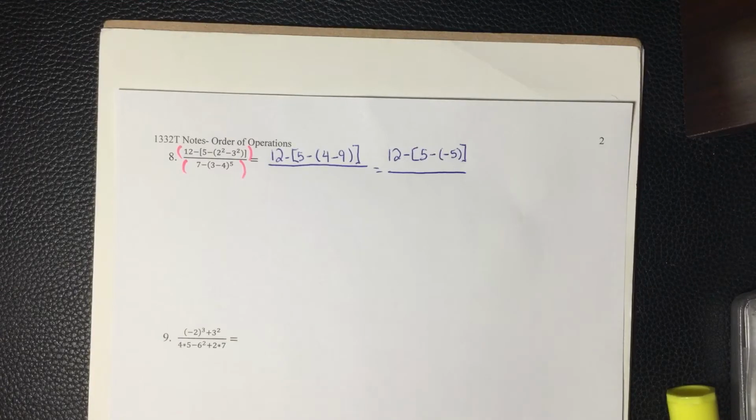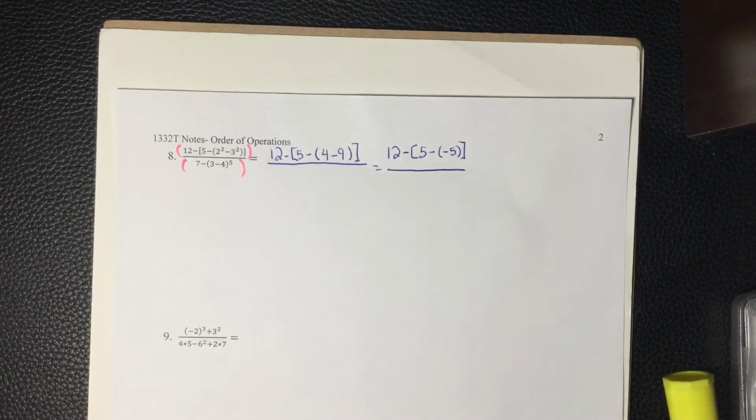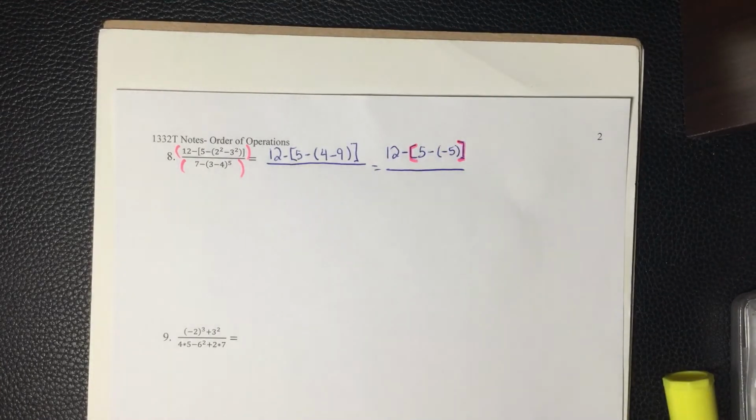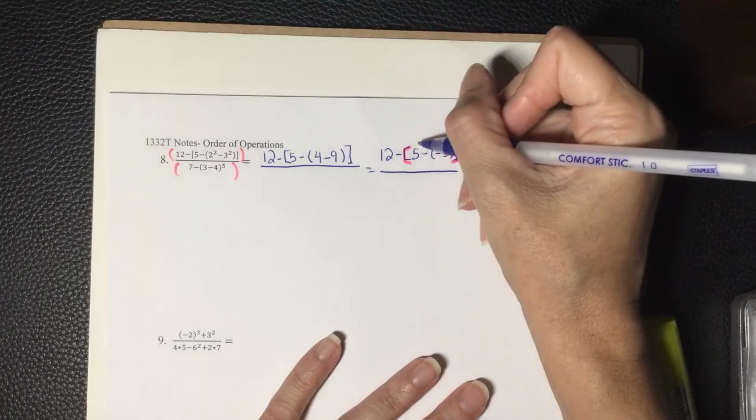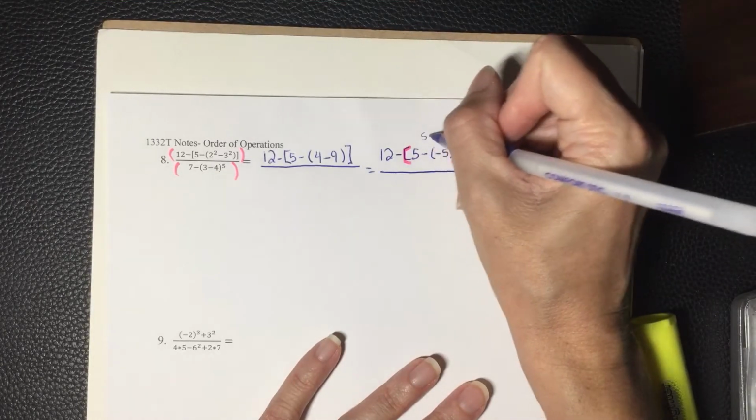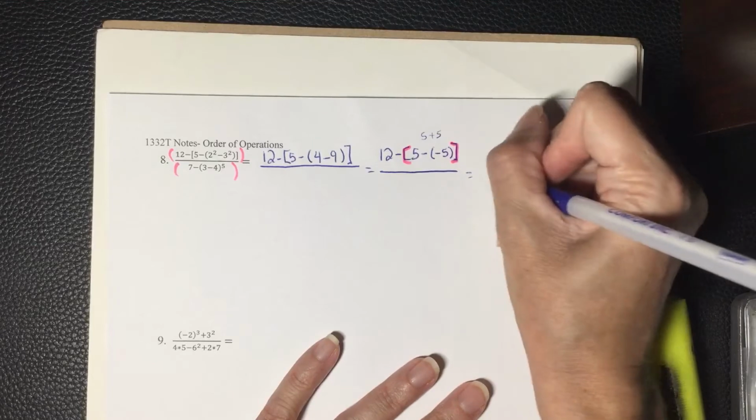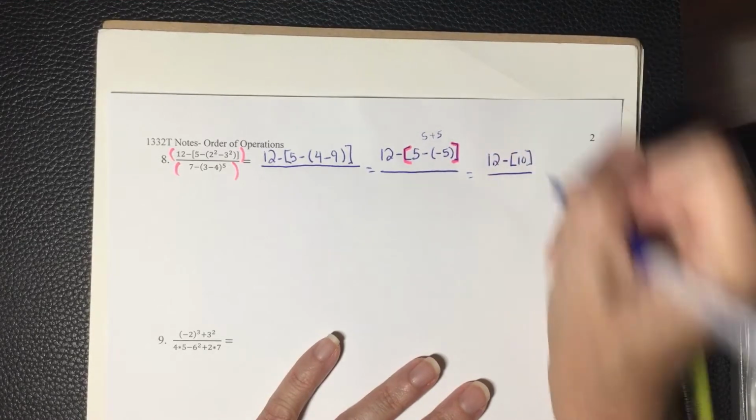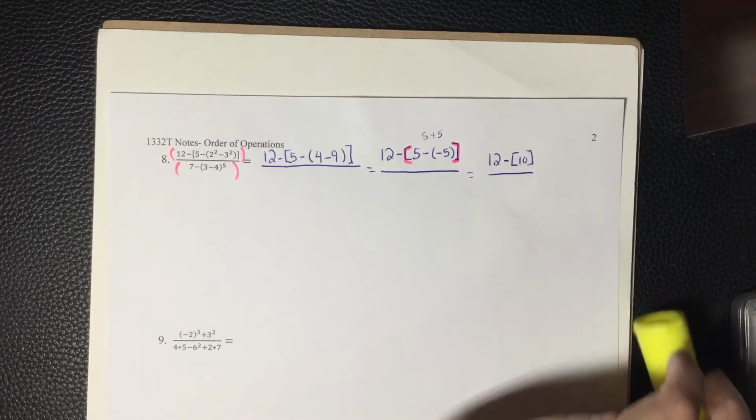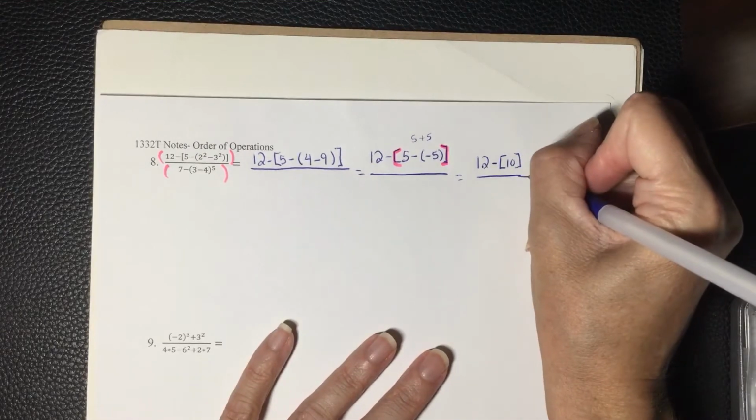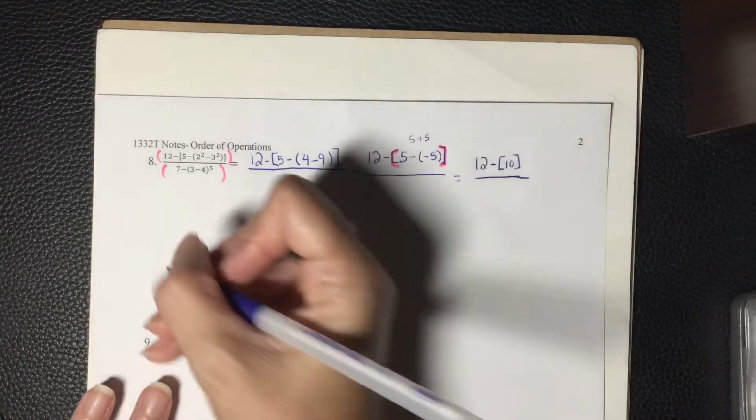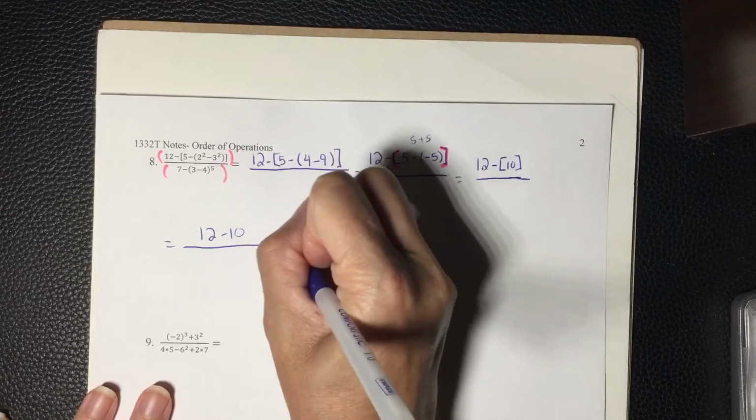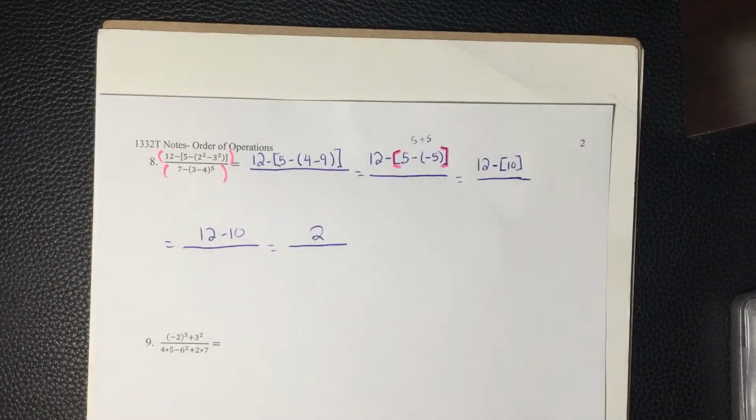All right, so I have gotten this down to a single number. Now I'm ready to move to my outside bracket. So I'm still in that parentheses step. So I know that 5 minus negative 5 means 5 plus 5. So that numerator is going to become 12 minus, and then in my brackets I'm going to have a 10. All right, so finally in the numerator, I'm going to bring it down here, with 12 minus 10. So that's going to give me a 2 in the numerator.